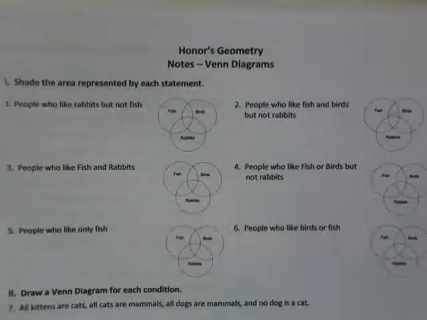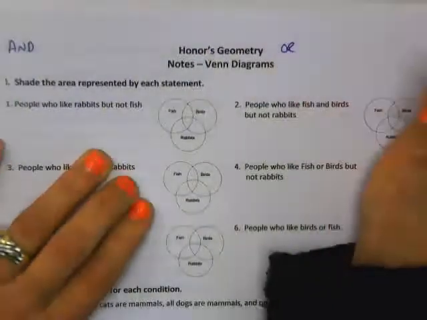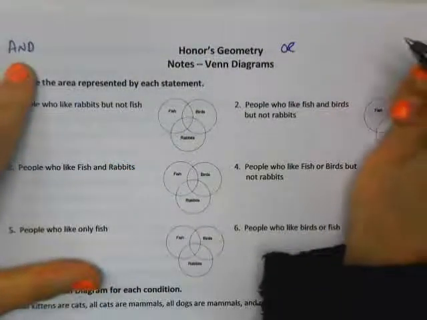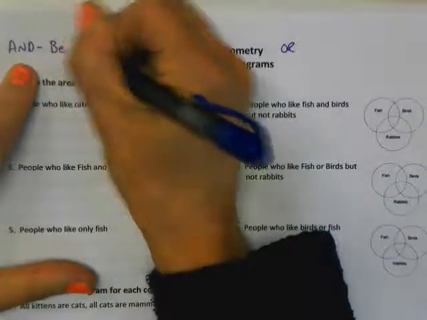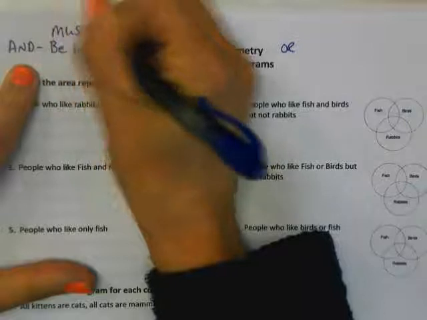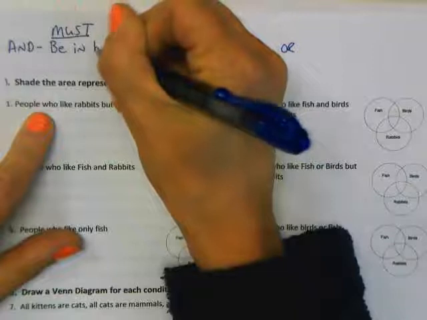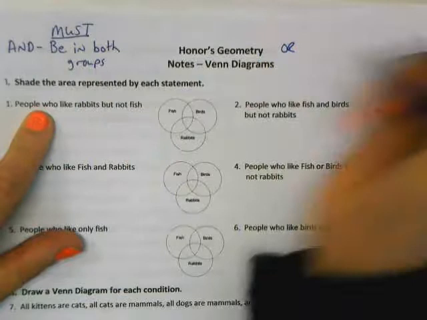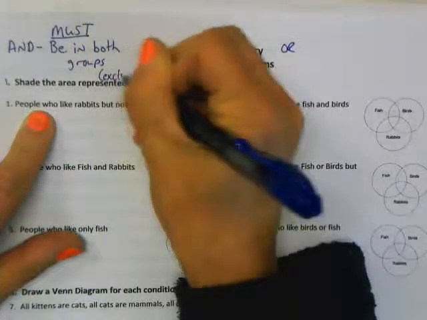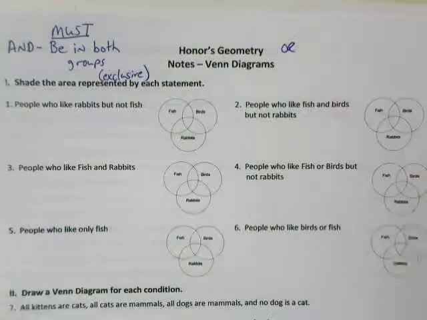The main thing I want to talk to you about is the difference between an and and an or. So if it is an and, it's a very exclusive circle. So you must be, let me write must up on top, real big, you must be in both groups. Okay, and I'm going to write down here exclusive. So an and is very exclusive, not many people.